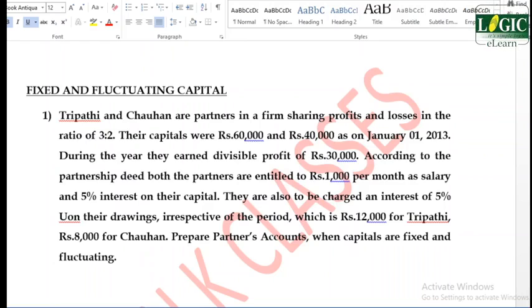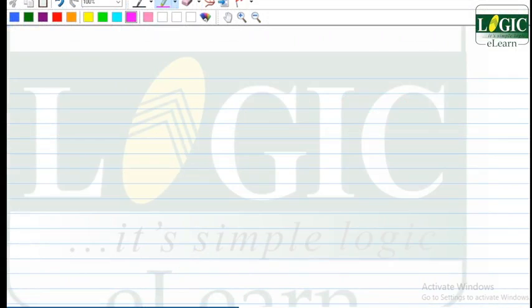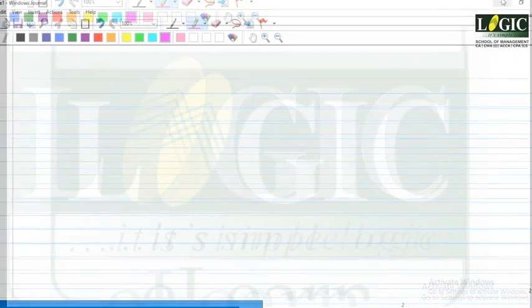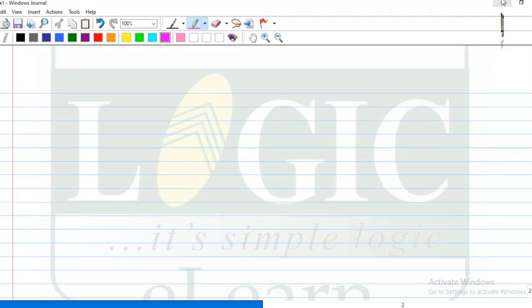Okay, this is the problem. I hope everyone has copied it down. You can take a screenshot of this. Now we will see how to solve this problem. Okay, students, I had shown you the problem of Tripathi and Chauhan. Now we should see how this is possible.